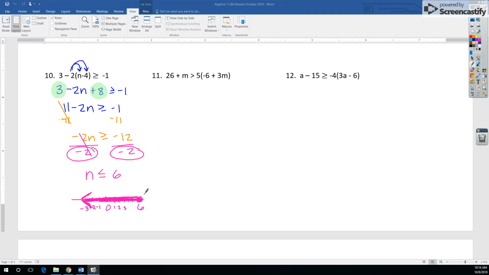So let's do something easy that's less than 6. Let's do 5. So I'll erase it over. I'll do it over here. Okay, 3 minus 2 times 5 minus 4 needs to be greater than or equal to negative 1. So following PEMDAS, I need to do the inside of my parentheses first. So 5 minus 4 is 1. Multiply. Negative 2 times 1 is negative 2. And 3 minus 2 is 1. Is 1 greater than or equal to negative 1? Absolutely.